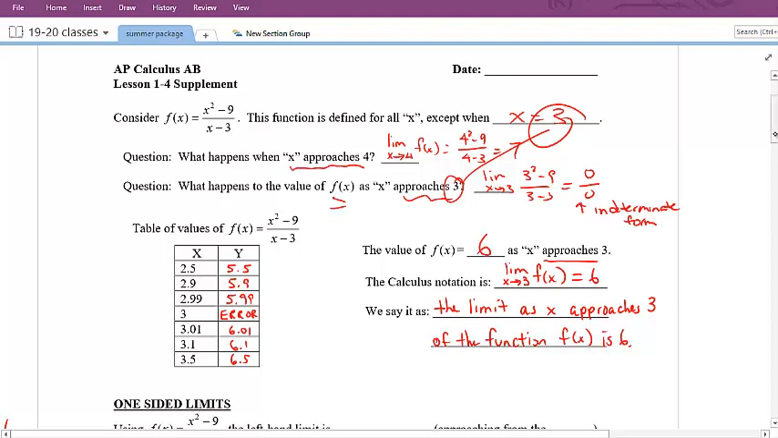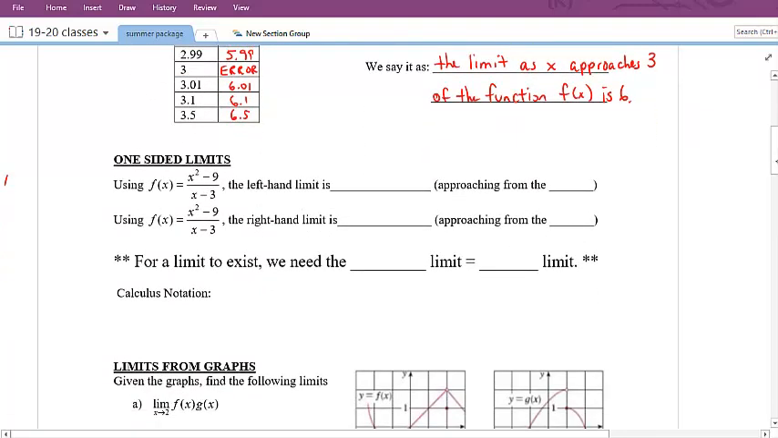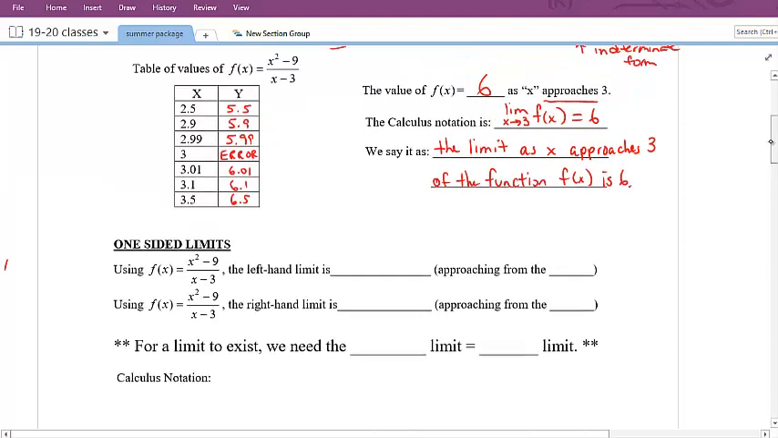Good. So this brings us to the idea of these one-sided limits. If I look at that chart again, I was looking at getting closer to the value of 3 from the left side, so numbers that are a little bit smaller, or I can get closer to them from the right side. So I have notation for that as well.